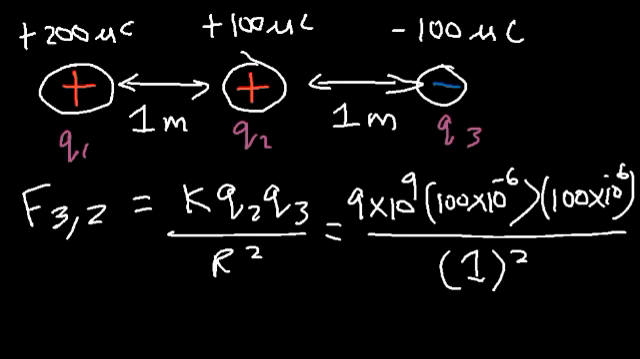So it's going to be 9 times 10 to the 9 times 100 times 10 to the minus 6 times another 100 times 10 to the minus 6, or we could just square it. So you should get a force of 90.